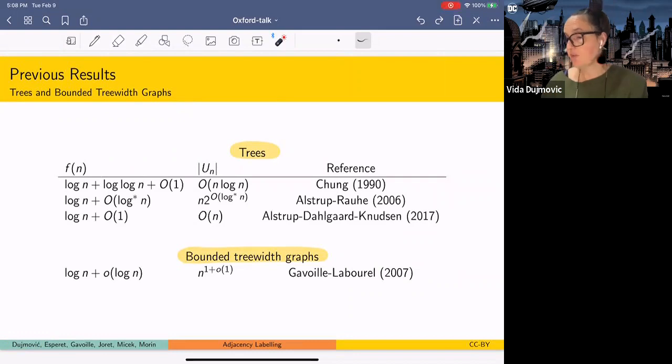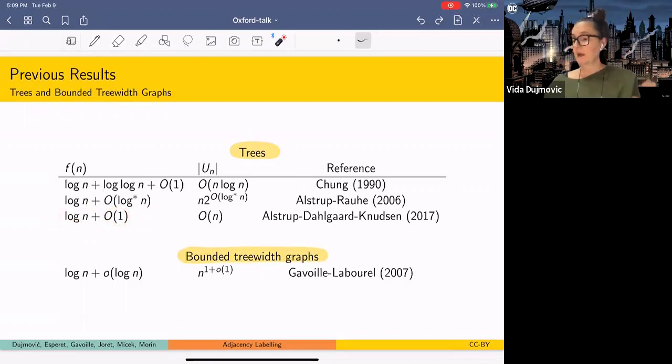So what was known, as I mentioned, the trivial bound for trees is actually 2 log n, but there was a series of papers improving that. 1 log n plus lower order terms was proved by Chung in 1990. That was further improved until it culminated with this result 3 or 4 years ago now, where basically there's only a plus a constant next to the log. So trees can be done with that, and of course this is optimal. I mean, 1 in front of the log n is the best you can hope for.